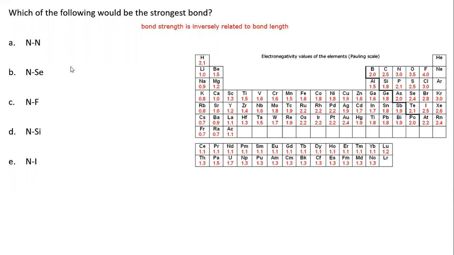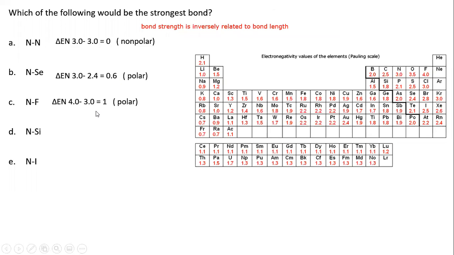So now if we look at the electronegativity difference of all these bonds, we see that N-N has an electronegativity difference of 0. It's a nonpolar bond. The nitrogen-selenium bond has an electronegativity difference of 0.6. It's polar. Now you may think, well, fluorine is the most electronegative element on the periodic table, so obviously the nitrogen-fluorine bond should be the most polar bond. However, you'll notice that nitrogen and fluorine are somewhat close to each other, and so their difference is only 1, which is a polar bond.